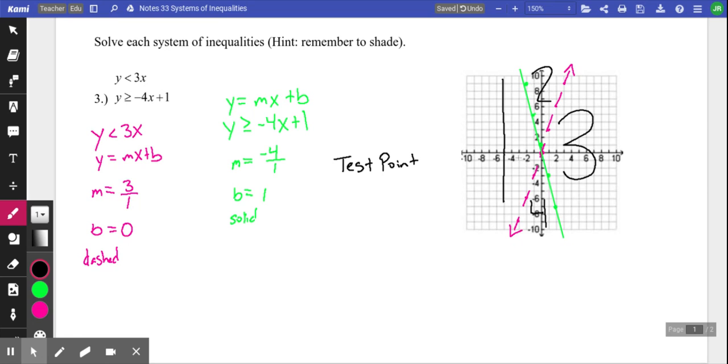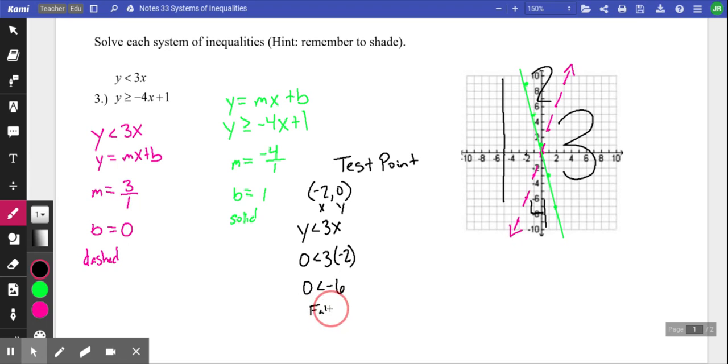So let's say I pick something from region 1. Let me just use this ordered pair, negative 2, 0. So here's my x, here's my y. I'm going to plug it into my first inequality. My first inequality was y is less than 3x. So I replace y with 0 and I replace my x with negative 2, and this gives me that 0 is less than negative 6.